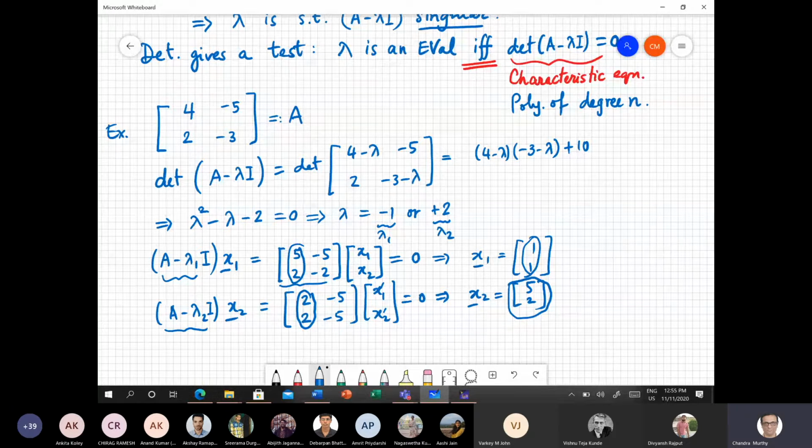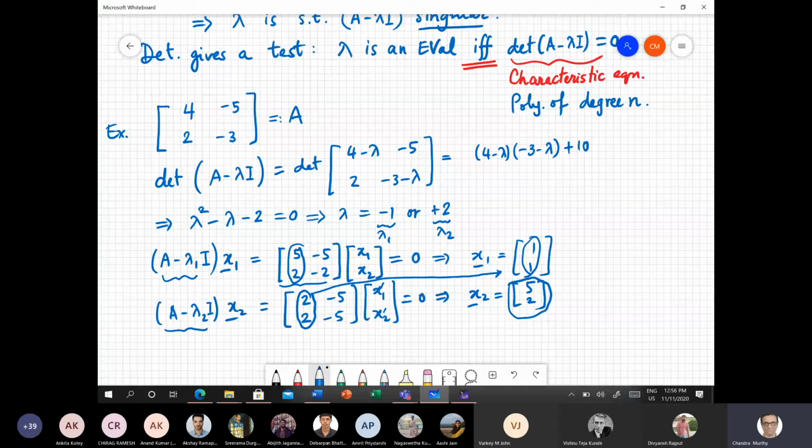Maybe I'll just indicate it like this. This is an interesting observation, that the columns of A minus lambda 2 I actually give you x1, the eigenvector corresponding to the first eigenvalue, and vice versa.